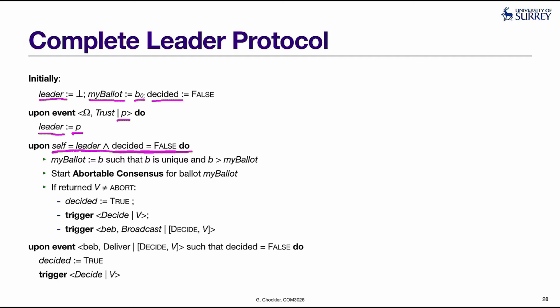So first it computes the new value of my ballot, and this value is computed so that it is equal to a ballot B, which is unique, and B is greater than my ballot. And this is actually important, as we will see. This computation ensures that the values stored in my ballot continue to grow. Okay, so my ballot keeps increasing.